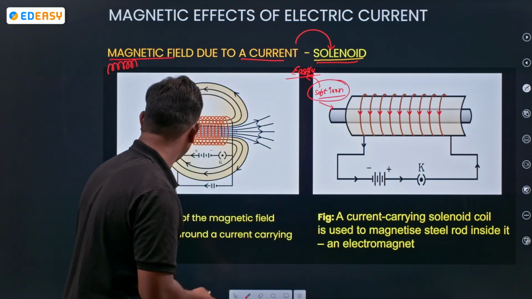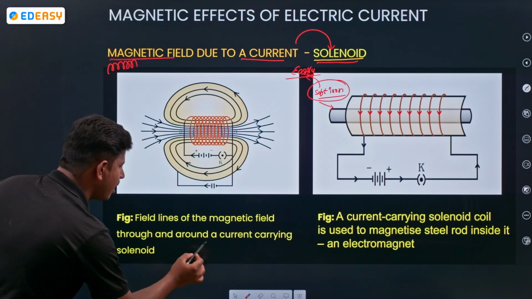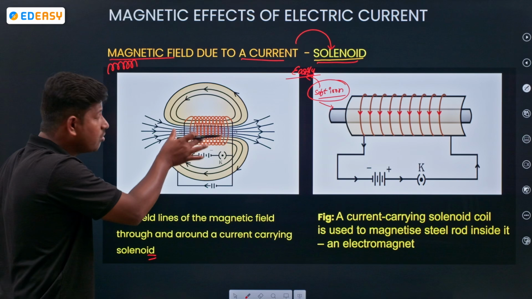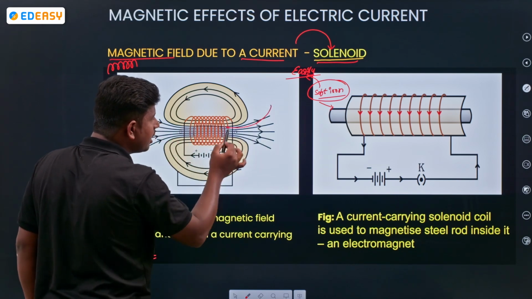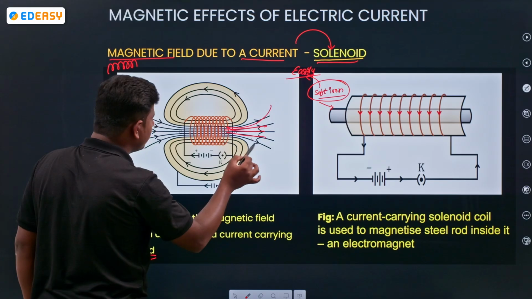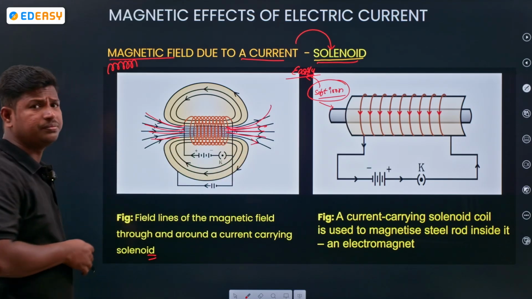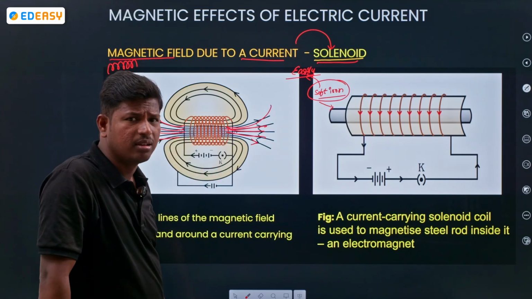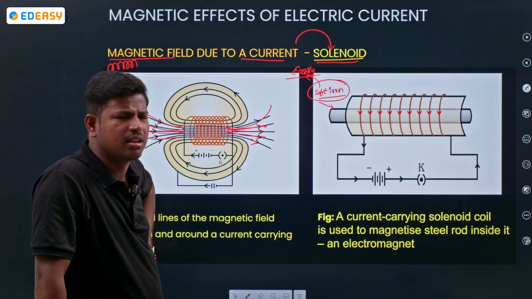See here, the field lines are the magnetic field lines around a current carrying solenoid. See how the field lines will be. From this one they go away, and here they are entering. Have you seen the same diagram? Remember? Think of it, just take 2 seconds.